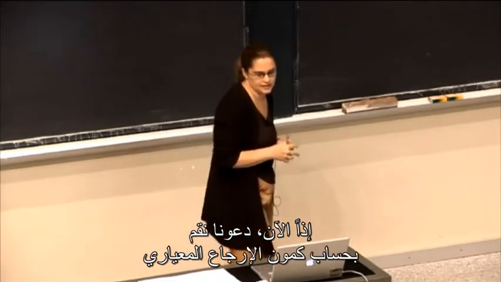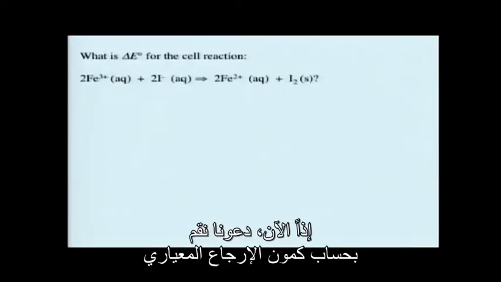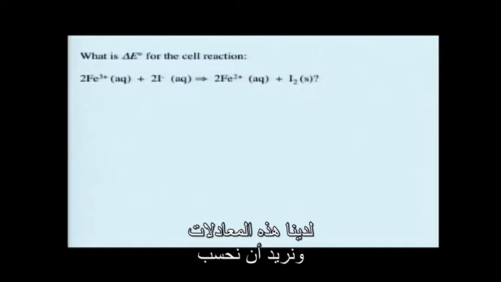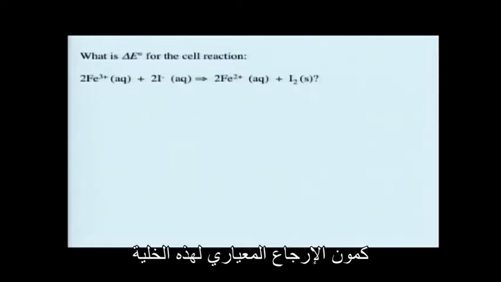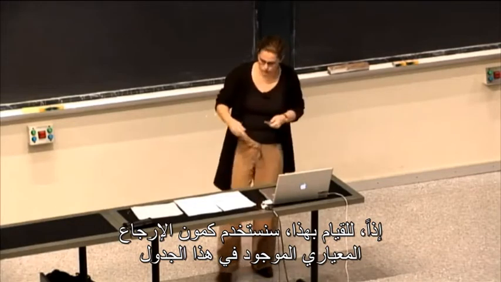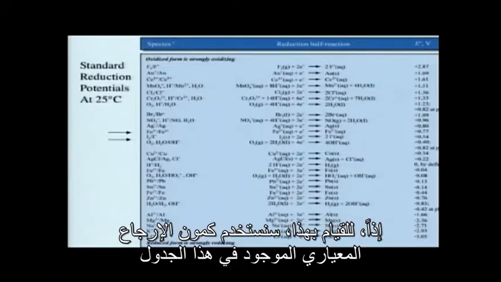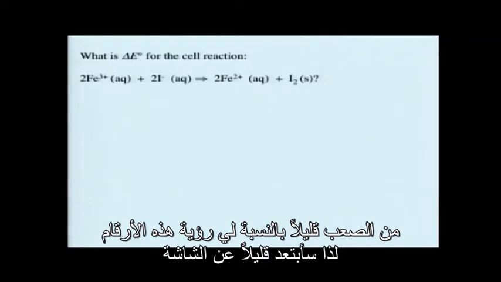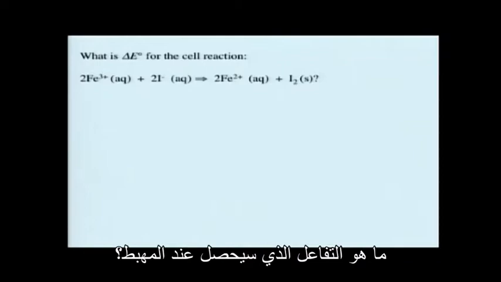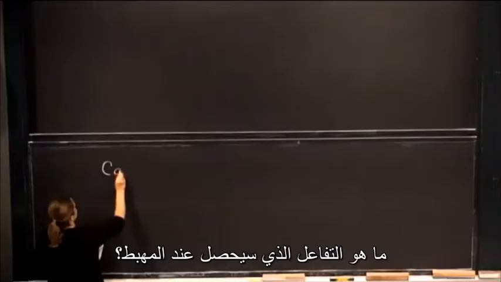So now let's think about calculating a standard potential for this particular electrochemical cell. So we're given equations, and we want to calculate a standard potential for this. So in doing this, we're going to use our standard reduction potentials on this table. It's a little hard to see, so I'll go back over there. So now we have to figure out, if we see this equation, what's the reaction that's going on at the cathode?